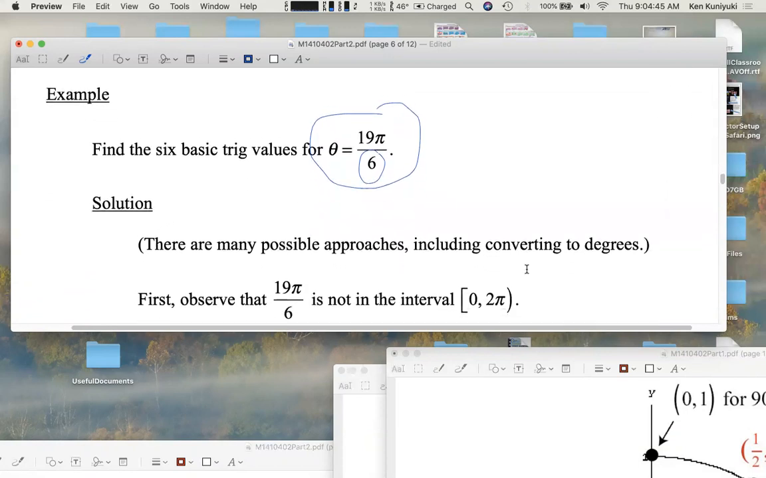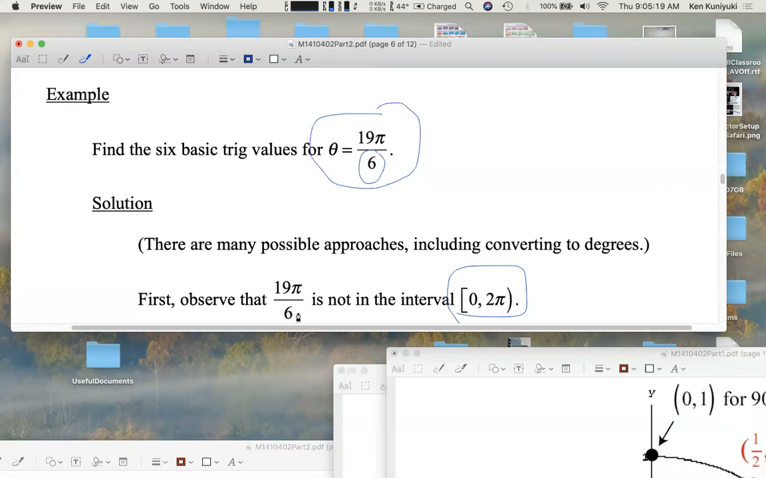Okay. We have a problem. 19 pi over 6 is too big. It's not between 0 and 2 pi. By the way, I put a parenthesis there because 2 pi is itself coterminal with 0. But again, 19 pi over 6 is bigger than 2 pi. So first off, we want to find a coterminal angle to 19 pi over 6 that does lie on this interval. Or it could be slightly negative, like negative pi over 6.